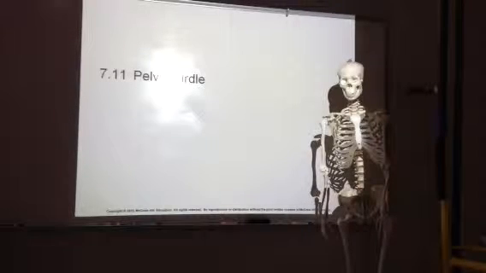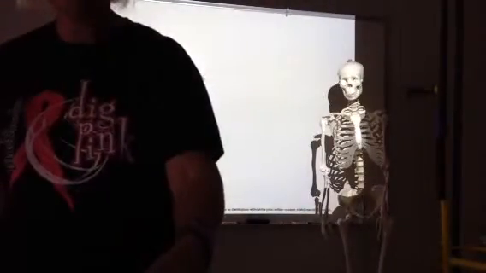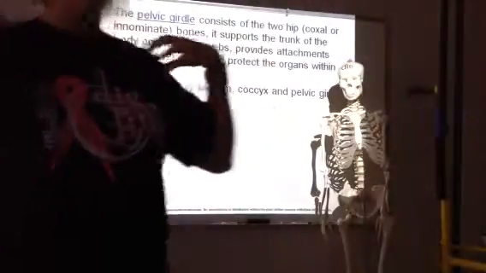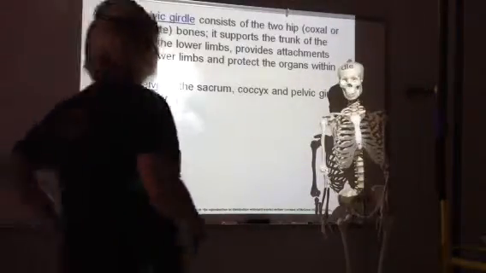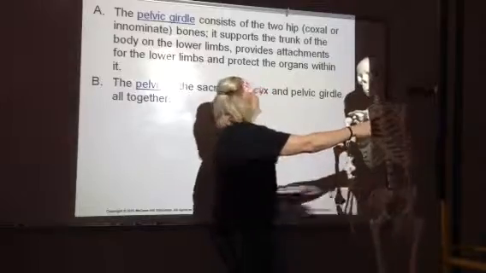Alright, so we're getting close to the end, moving down to the pelvic girdle. The pectoral girdle was the shoulder area. The pelvic girdle is going to be the hip area.